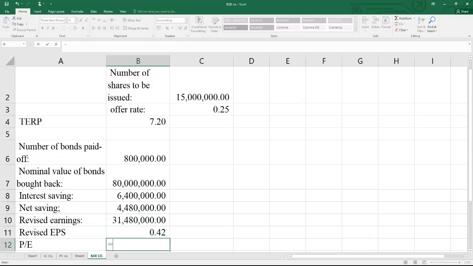Can you repeat the revised earnings part? Yes. So currently, what's your net profit as per the P&L there? The profit after tax, 27 million, isn't it? Plus what you just saved, which is 4.48 million. Just the addition of the two. Yes, the addition of the two. Okay.